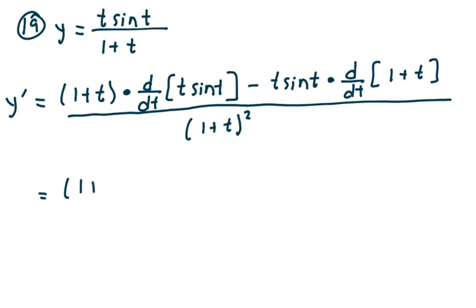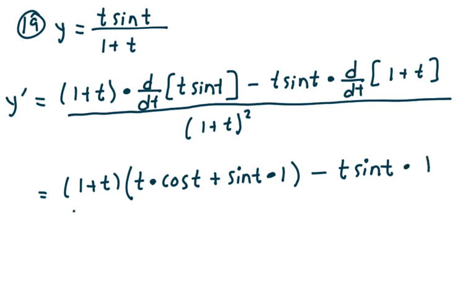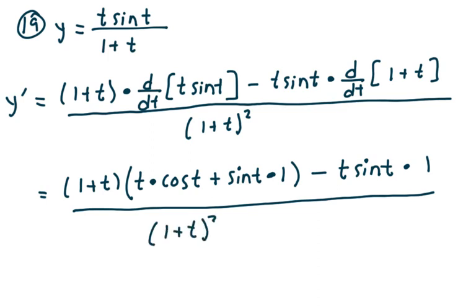And so this is 1 plus t times, I'm going to write the first function, which is t, and multiply by the derivative of the second function, which is cosine of t. So I'm applying the product rule here. And I'm going to add sine of t, so I'm going to take the second function and multiply by the derivative of the first function. I'm going to subtract t sine t. The derivative of 1 plus t with respect to t is 1. I'm going to divide by 1 plus t to the second.